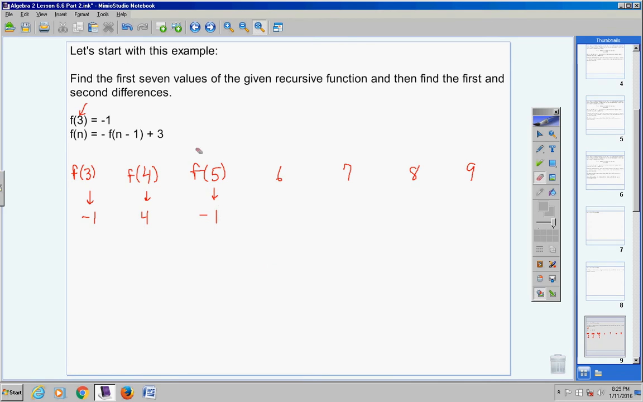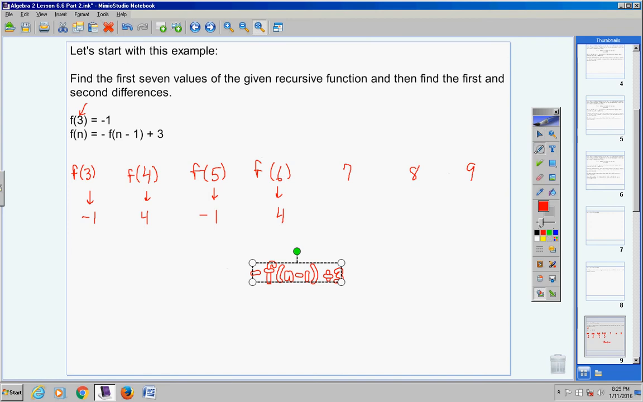Let's continue on to the next value. Now we're going to substitute 6 in for n. 6, alright? So we'll put a 6 right here. 6 minus 1 is 5. So I have negative f of 5. Bring down your negative sign. And then f of 5 is negative 1. And then positive 3. So we're going to get out, again, a positive 1. Positive 3. Positive 4. Alright? So f of 6 is 4. And I believe this pattern is going to continue. We'll see if it does, okay?